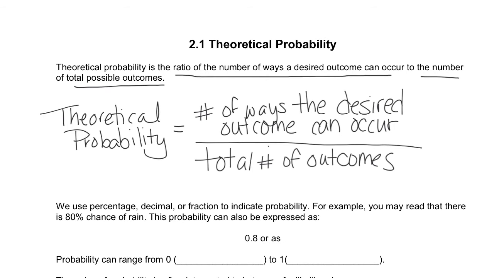Okay, so let's say we wanted to calculate the probability of picking a red ball out of a bag, and we have a bag of 20 balls and there's only one red ball in there. We could calculate the theoretical probability of us getting that red ball, and that's what we're going to be working on today.